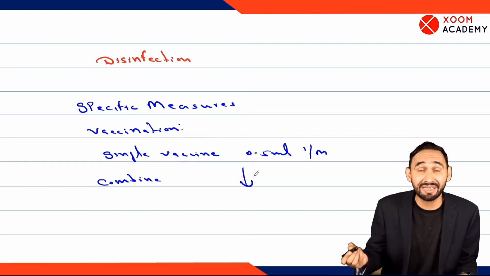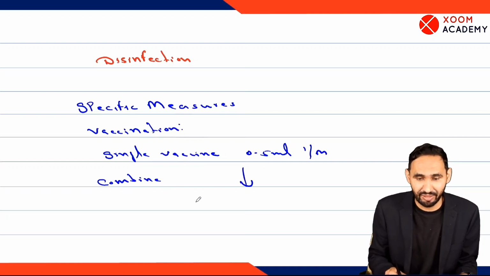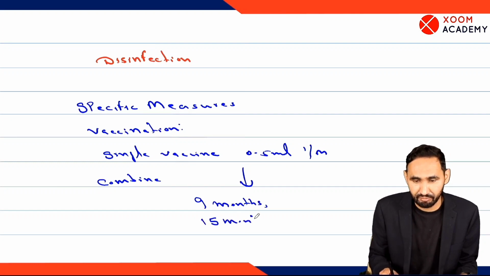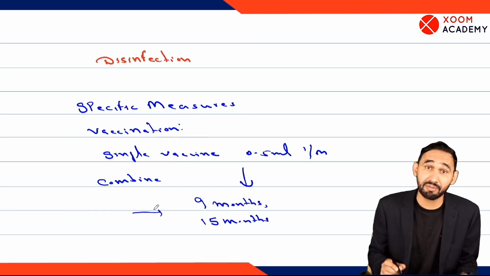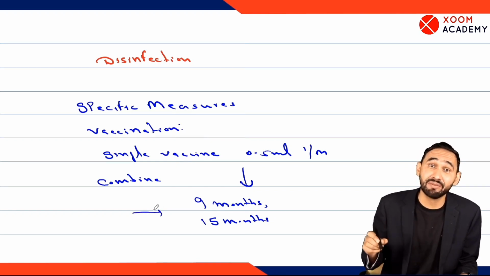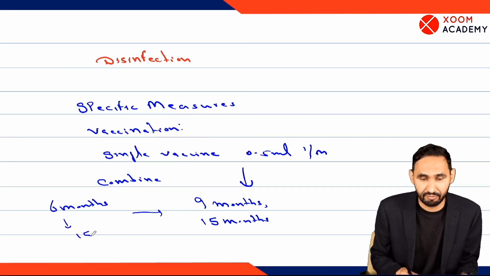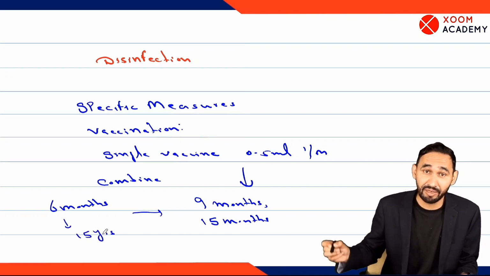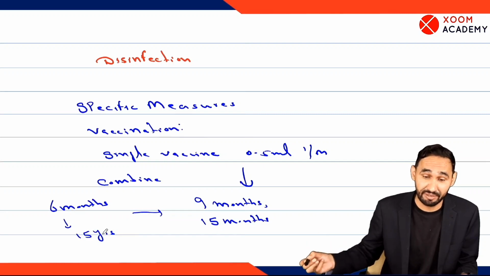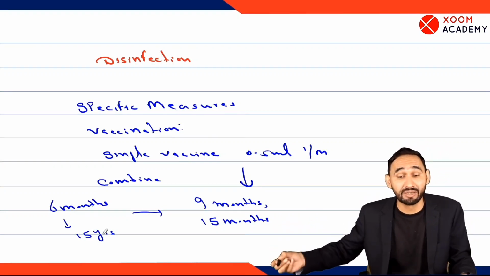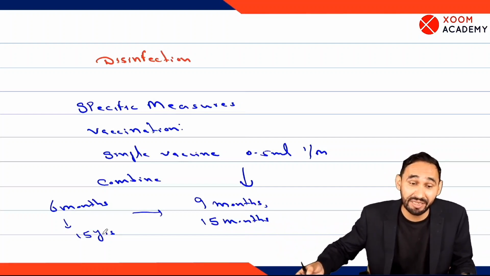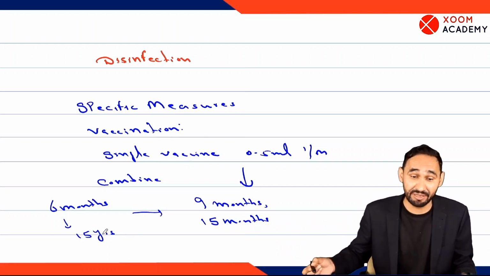Measles vaccine is given at the age of 9 months and 15 months. So you have to remember the time. 9 months and 15 months. Plus remember, during epidemics, measles vaccine can be given at the age of 6 months till 15 years. There are vaccination campaigns to prevent measles. So you have to remember the dose, you have to remember the route, and you have to remember the time of vaccination. This is specific protection of measles.